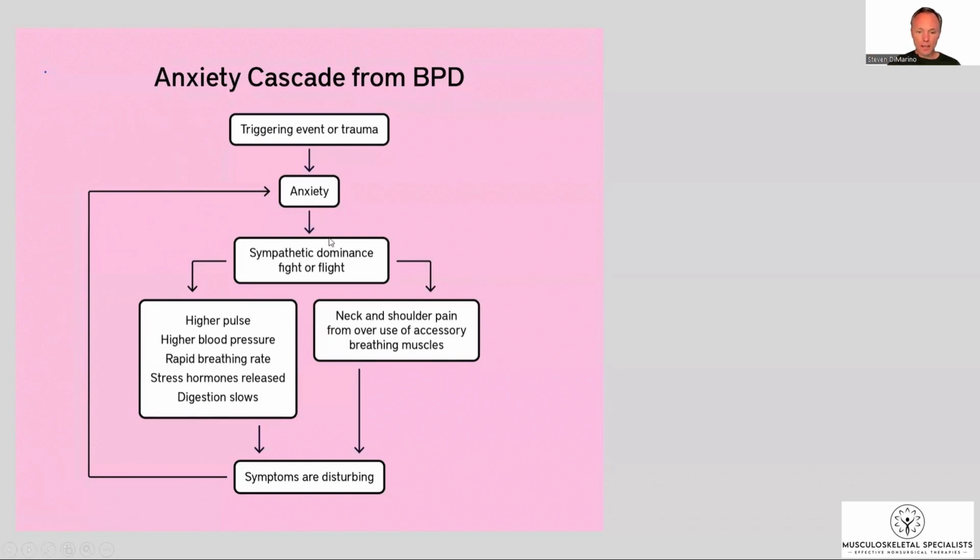Okay, if you're breathing like this, you get neck and shoulder pain from overuse of the accessory breathing muscles. The pain bugs you, and that creates anxiety just because you're in pain all the time. Then your fight or flight creates a higher pulse rate, higher blood pressure, rapid breathing, and stress hormones are released from the adrenal glands. Your digestion slows down, you can't poop because you're not digesting if you're in fight or flight. Your body is not worried about digesting your lunch if you're being chased by a tiger. Your body's not worried about fighting a virus if you're being chased by a tiger. It is worried about shutting everything down, shunting blood to your extremities and running. Right? That's what's going on. And these symptoms are disturbing to the patient, which creates more anxiety. And the anxiety leads to more upper chest breathing and more hyperventilation.